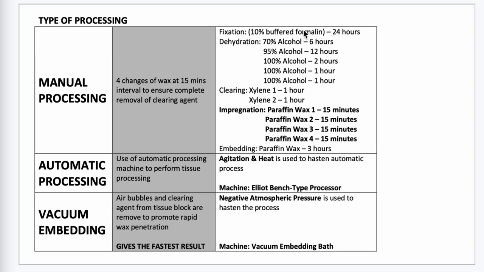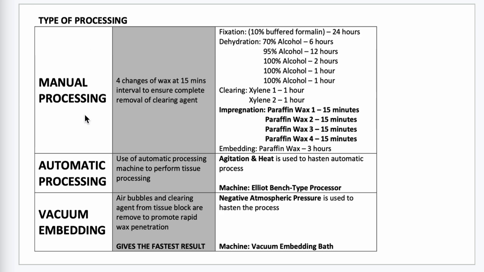For fixation, we fix for 24 hours, which is very long, no? Dehydration: 70% alcohol for 6 hours, 95% alcohol for 12 hours, 100% alcohol for 2 hours, then you change it three times, one hour each. Then we clear this by 2 changes of xylene, xylene 1 and 2, for an hour. Then we impregnate with paraffin wax, 4 changes of wax at 15 minutes interval, to ensure that the tissue is impregnated, okay?